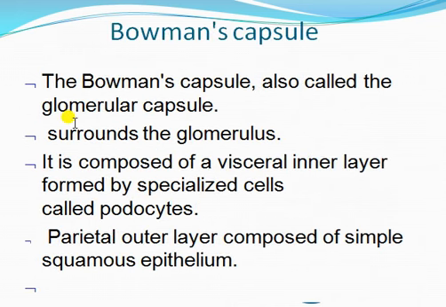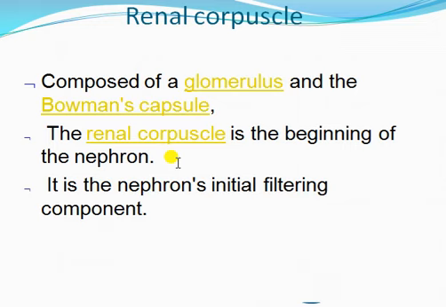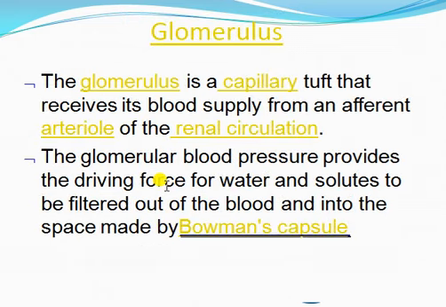So the Bowman capsule, also called the glomerular capsule, surrounds the glomerulus. You have to understand this important point: the renal corpuscle is composed of the glomerulus and Bowman capsule. This is a renal capsule, nothing but this one.